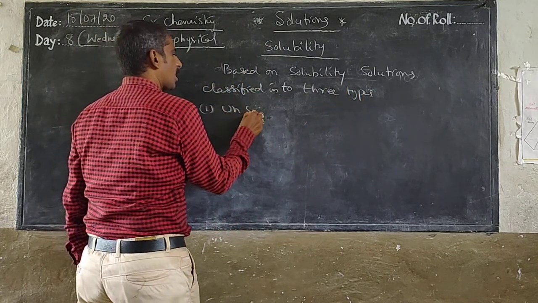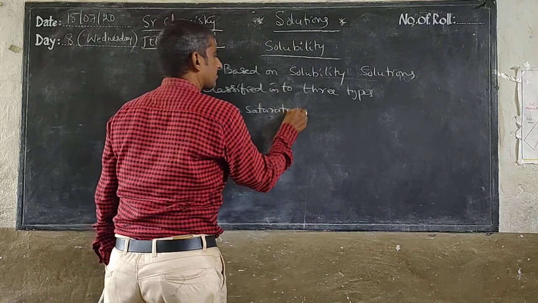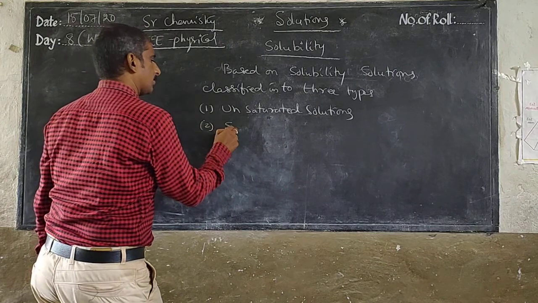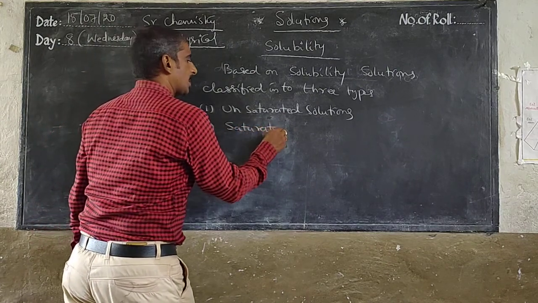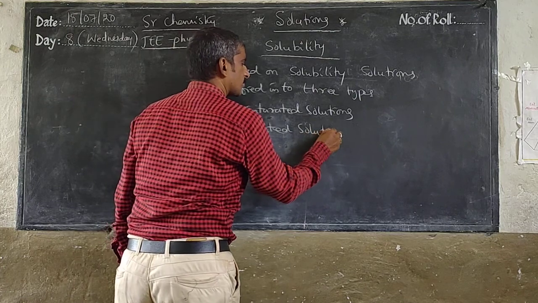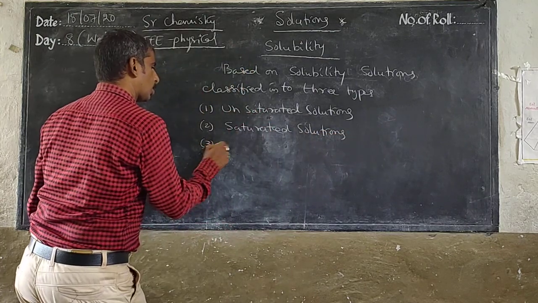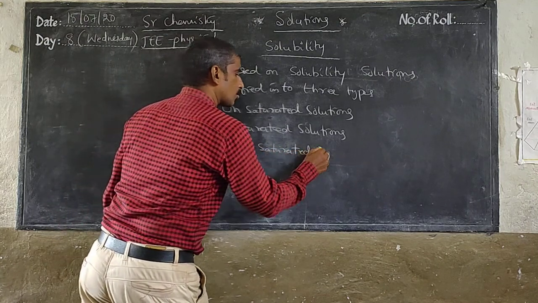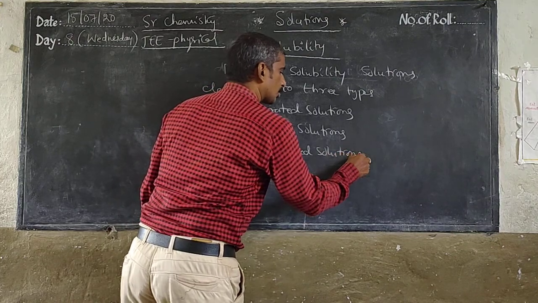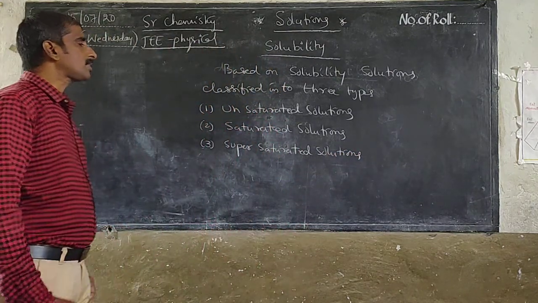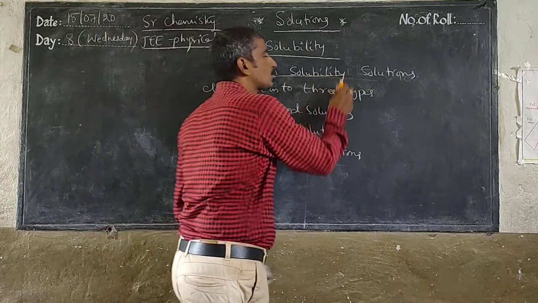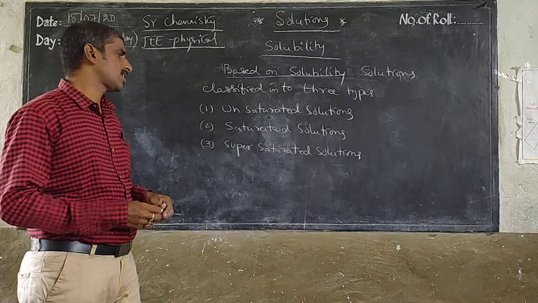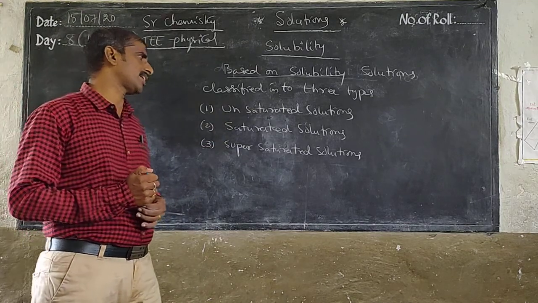First one is unsaturated solutions. Second, saturated solutions. Third one is supersaturated solutions. So based on solubility, solutions can be classified into three types: unsaturated solutions, saturated solutions, and supersaturated solutions.